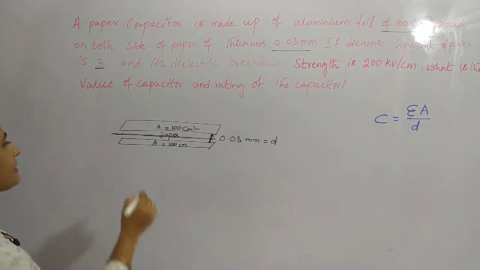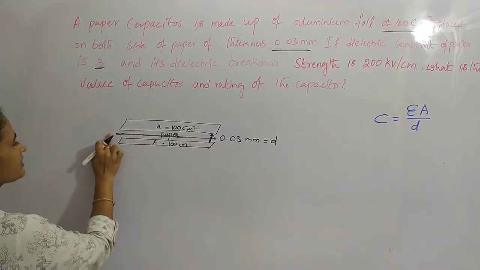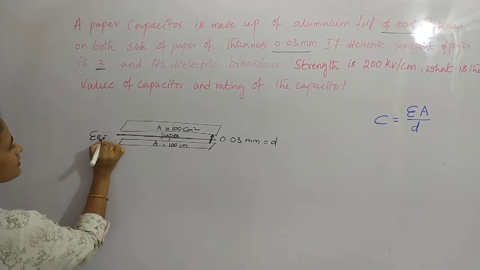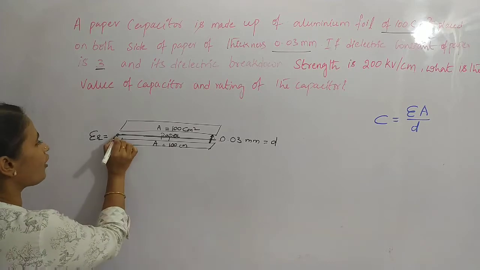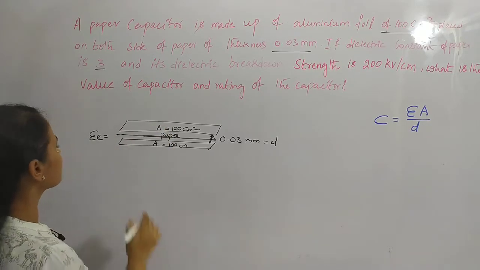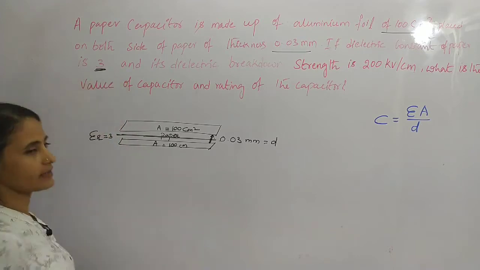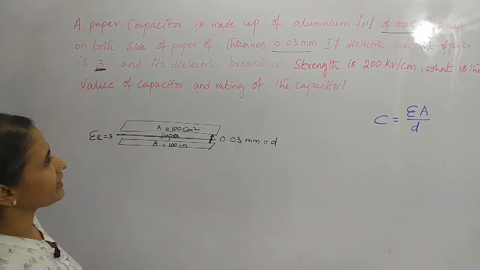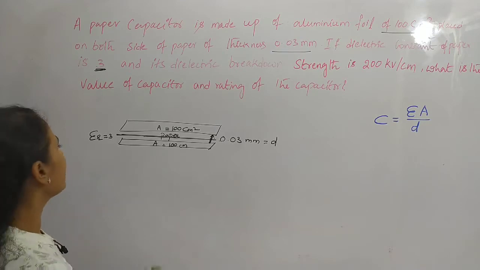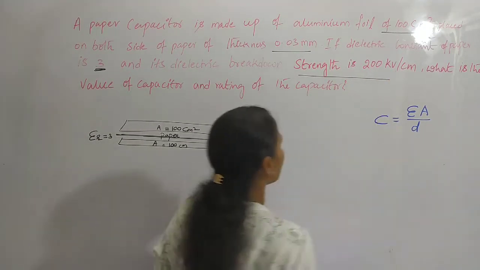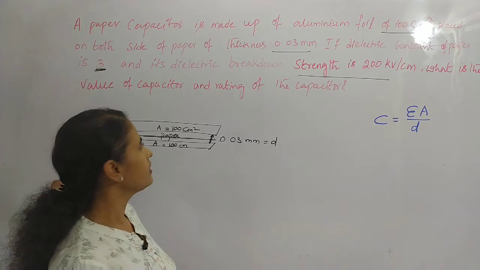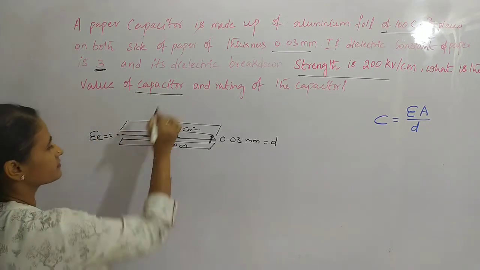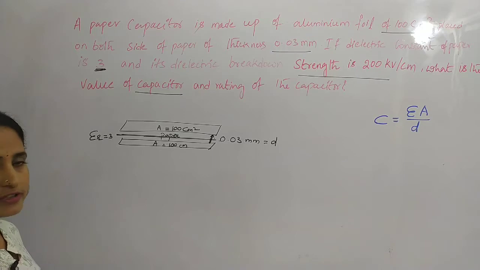Now the dielectric constant of this paper is given by epsilon r, which is also called the relative permittivity of the medium between these two foils, which is 3. The dielectric constant is 3, and its dielectric breakdown strength is 200 kilovolt per. Dielectric breakdown strength means up to this 200 kilovolts it can sustain, beyond which it acts as a conductor. Now we have to find out what is the value of the capacitor, or the capacitance.